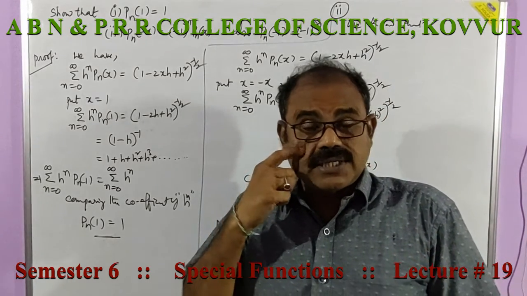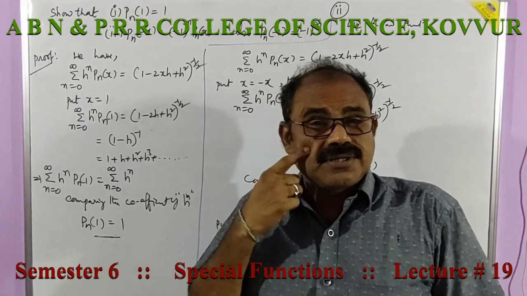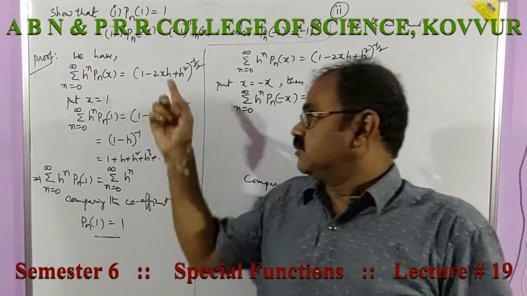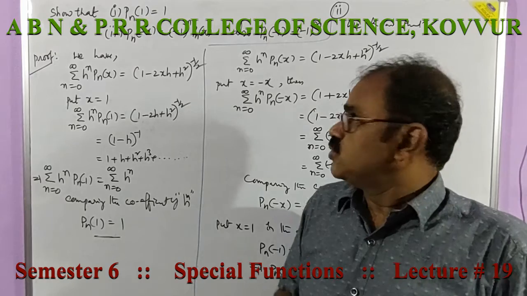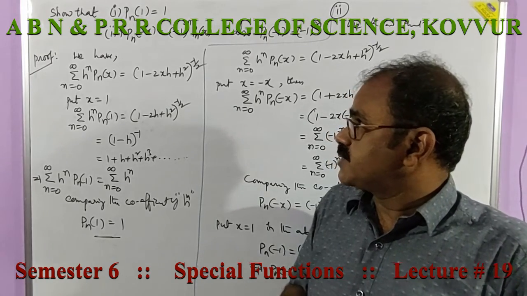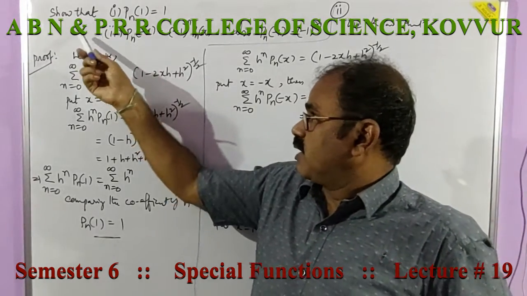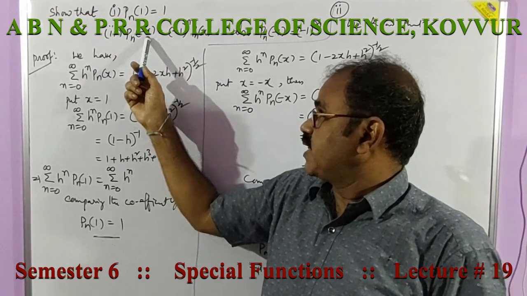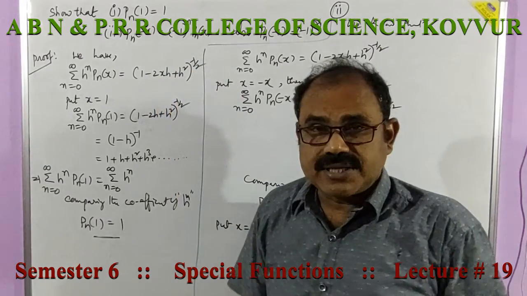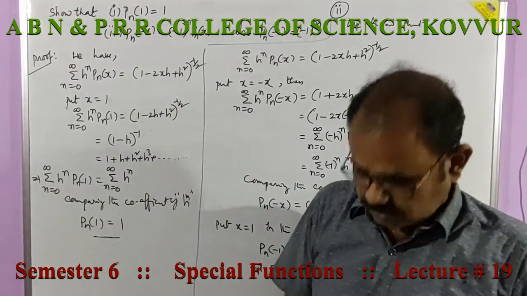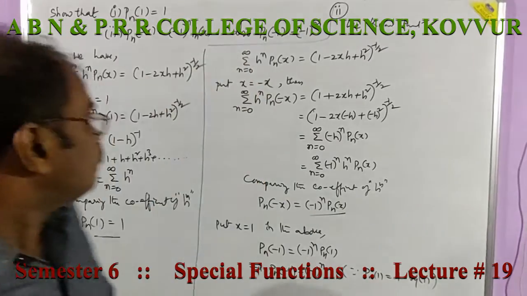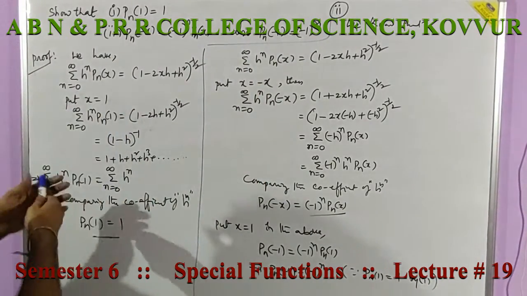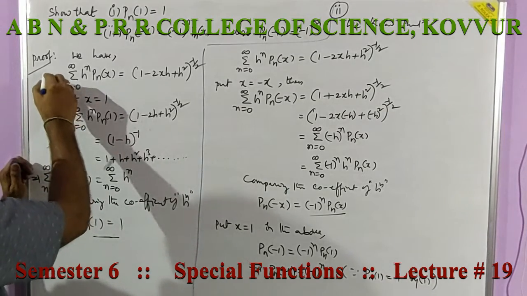Before we go for Legendre's polynomial in which a Rodrigues formula, we have two equalities, that is Pn(1) = 1 and Pn(-x) = (-1)^n Pn(x). Those two we have to prove. Okay, first of all, let us prove the first one.